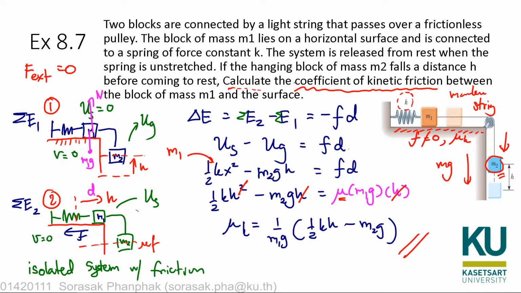As you can see, this system involves the change of potential energy, and you can determine this. In the isolated system with friction, all energy transfers to the work done by the friction. And finally, you can determine the coefficient of kinetic friction between block M1 and the surface.